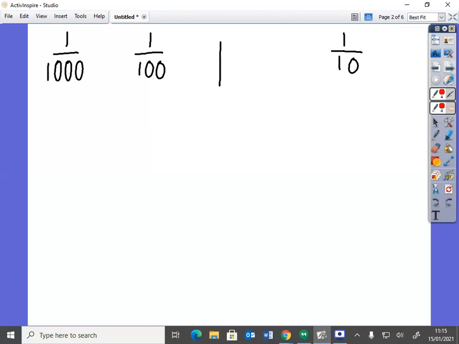Okay, now we've got a mix of some fractions, and we've got the number 1 as well. We've got 1/1000th, 1/100th, 1, and 10. Now, can you put these in order from smallest to largest? Some people might think, well, I know 1,000 is a really big number, so that must be the biggest one, and then the next biggest number is 100, and then 10, and then 1.